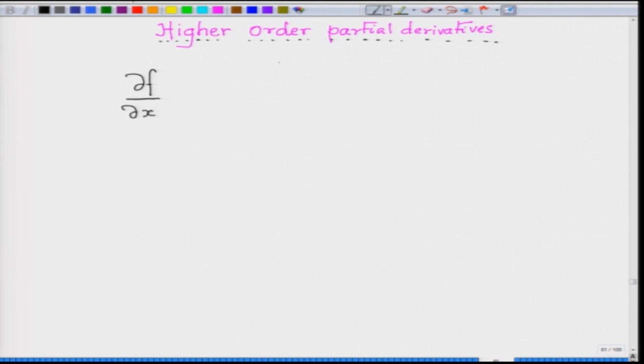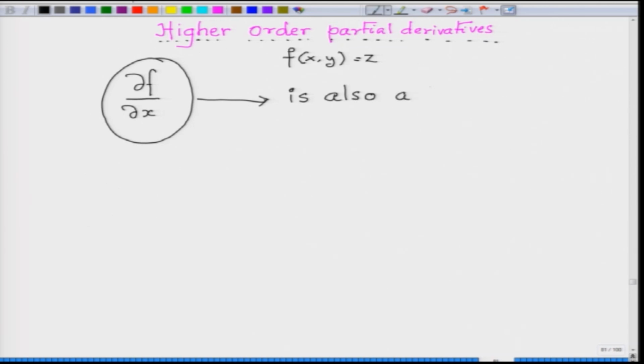Suppose you consider function f to be a function of two variables for the time being, f of x y, and you consider del f del x. This del f del x is also a function of x and y, and this is what you know. You do not have to be told this, because we have seen in our examples that that is what happens.